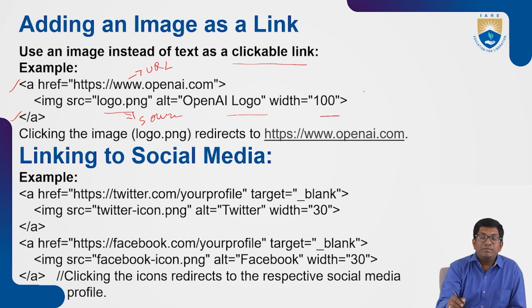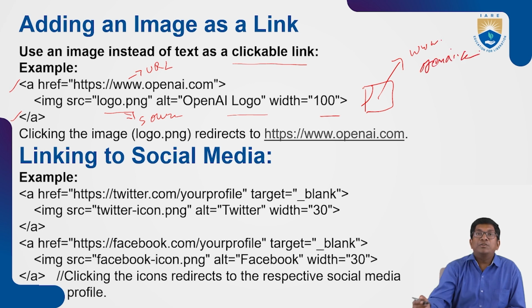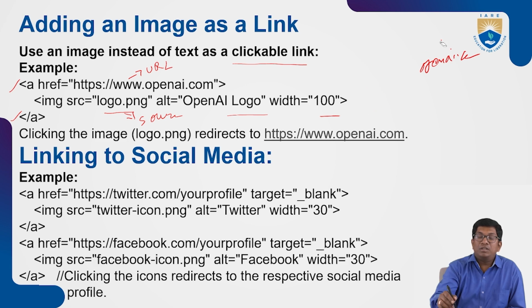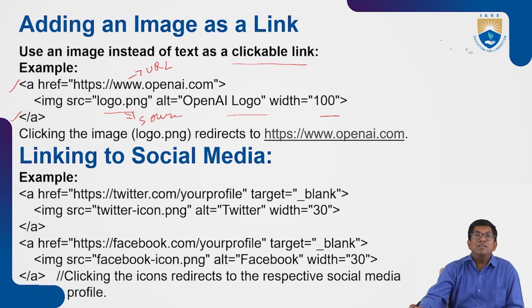If you click on this image, then it opens www.openai.com. That URL will open. If the internet is available and you click on that image, then it opens that web page, the URL you specified. So that is one of the advantages of using HTML links and the image tag. We can navigate from one page to another page by clicking on an image also.